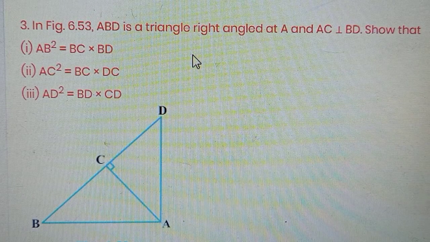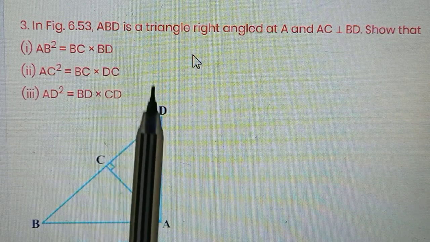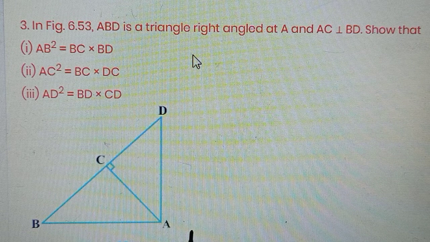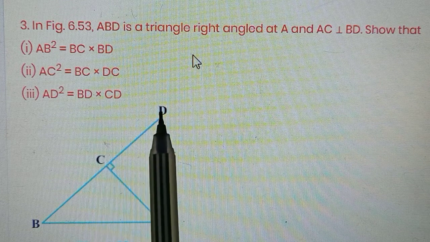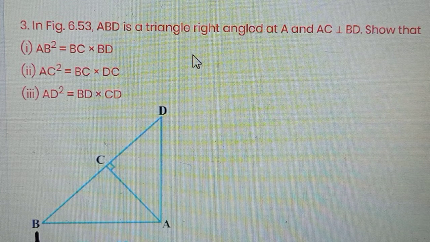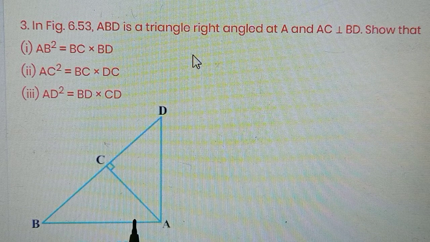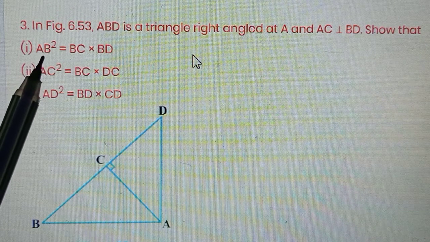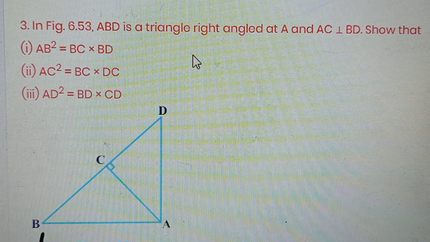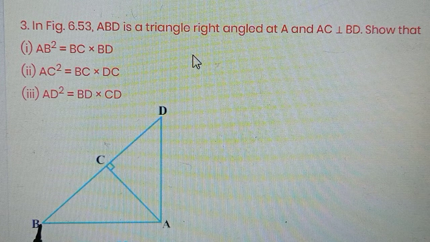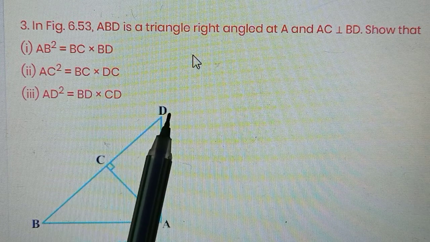See now children, question number 3. This time they've given you the figure that ABD is a triangle which is right angled at A, and then from A, AC perpendicular is dropped to the hypotenuse BD. So if you see, the figure is exactly the same as what we did in question number 2 just now. Then they are asking you to show that AB square is equal to BC into BD. So AB is this side here. We want AB two times, and then we want BC, and we want BD, this whole big side.